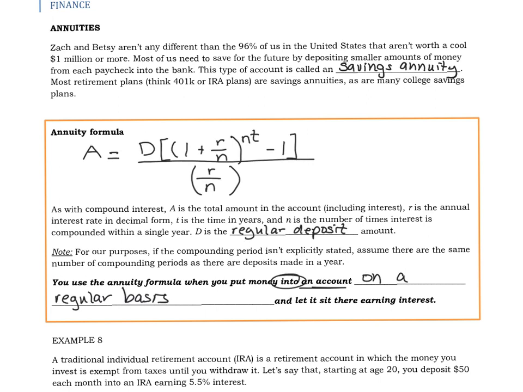So when do we use the compound interest formula? You are just making one deposit. When do we use the annuity formula? You are making regular deposits. That could be monthly, yearly, what have you.